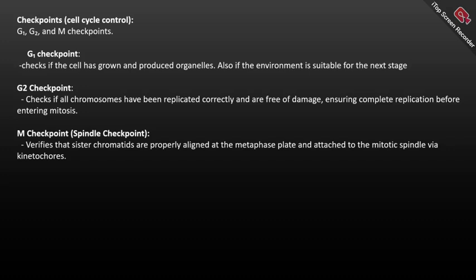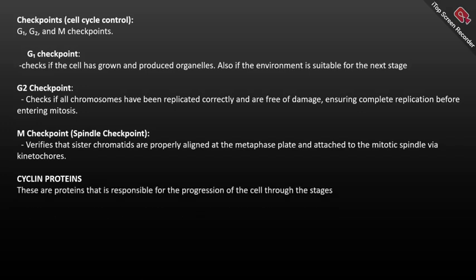Now, let's talk about the proteins responsible for the progression of the cell through all the stages. They are known as cycling proteins. By definition, these are the proteins responsible for the progression of the cell through the stages. Now, there are just two: normal P53 and abnormal P53.